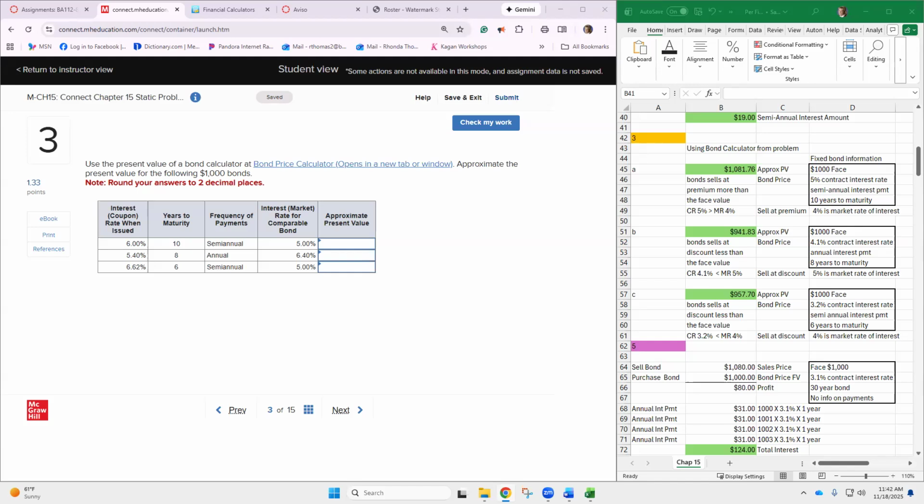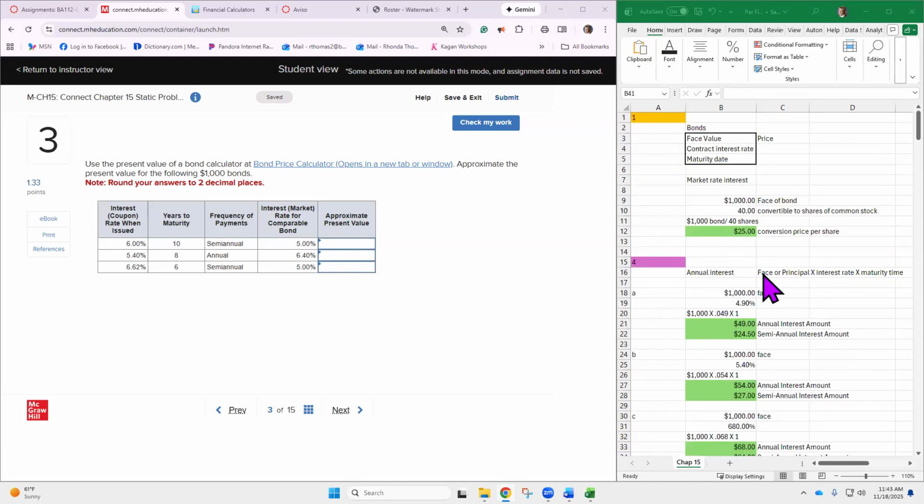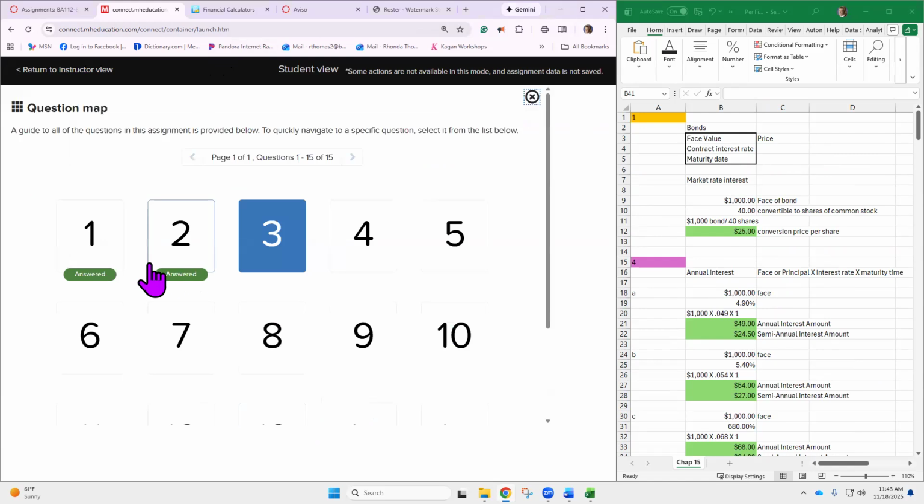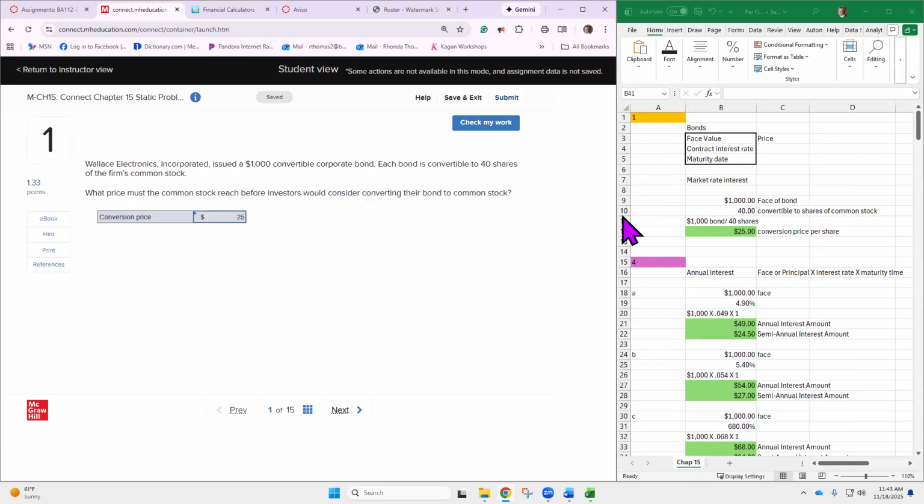Okay, we are doing personal finance, chapter 15's static problems. This is all about bonds. Bonds have a face. If you see this rectangle on my spreadsheet, bonds have a face value. Usually their face values are in increments of 1,000. The bond has a face and an interest rate, which is also known as the contract rate or the coupon rate. Bonds also have a maturity date.